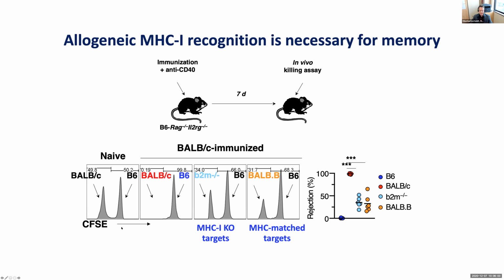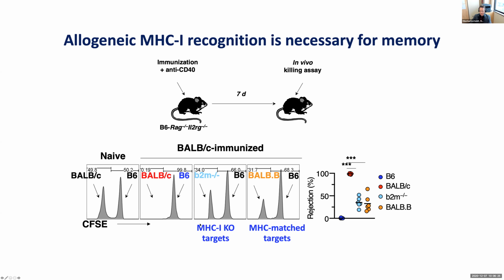And this is a standard CFSE killing assay where you transfer two different cell populations that are labeled with different concentrations of CFSE, and you can see here the naive control. So without immunization, there is no killing of BALB/C allogeneic splenocytes. If you immunize these mice with BALB/C, you can see that BALB/C splenocytes are efficiently eliminated.